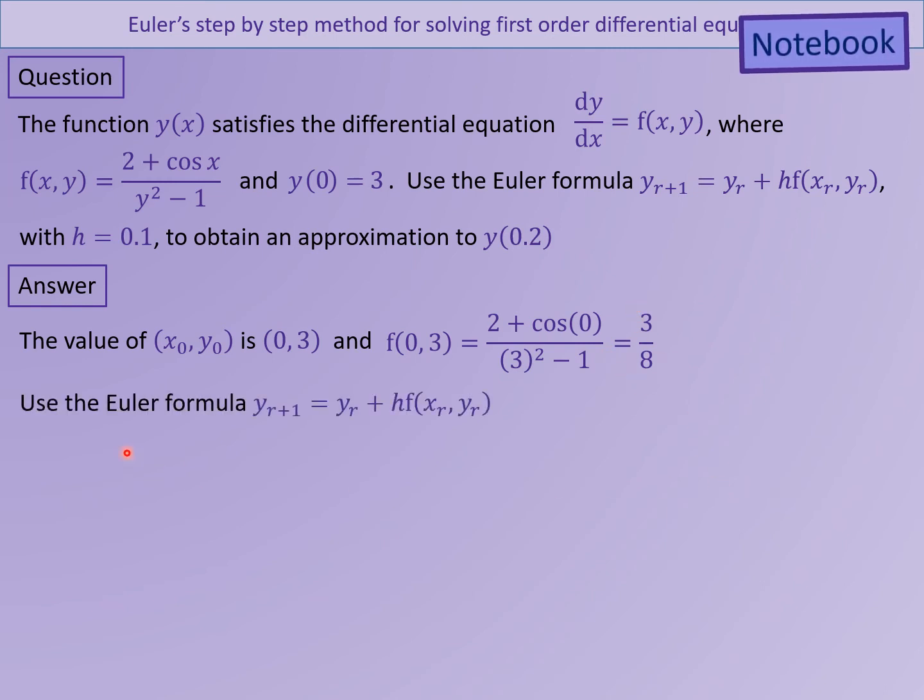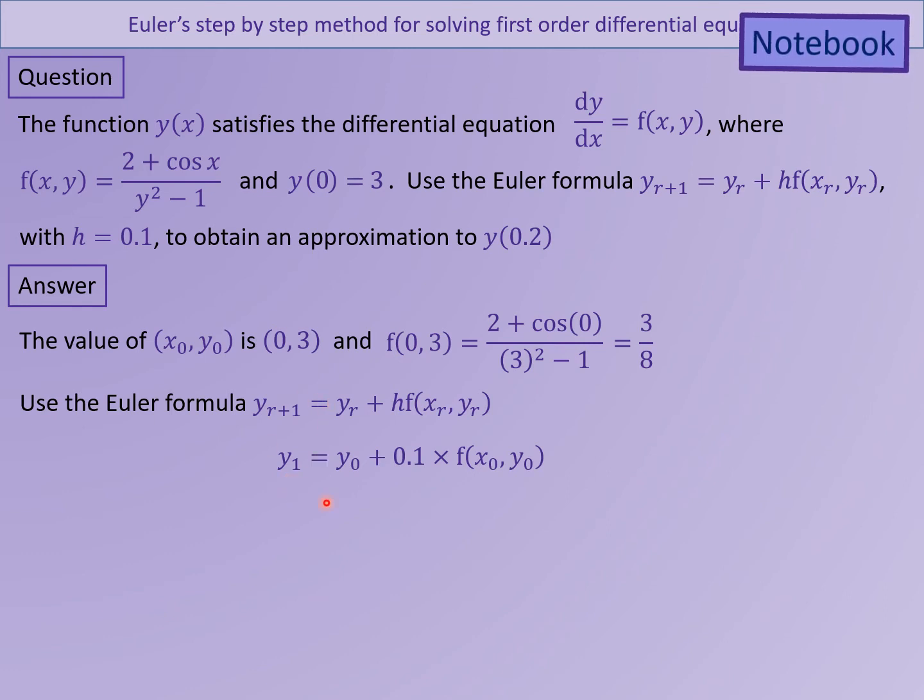Euler's formula I'm using, it's written there. It's written in the formula book. I can work out the next y value by doing the previous y value, which was 3, plus my h value, which is the step size of 0.1, times the gradient at that previous point. All right, so I know which direction it was traveling in.